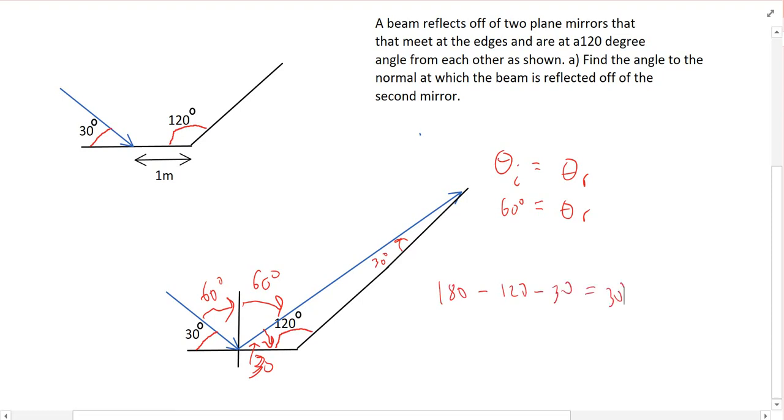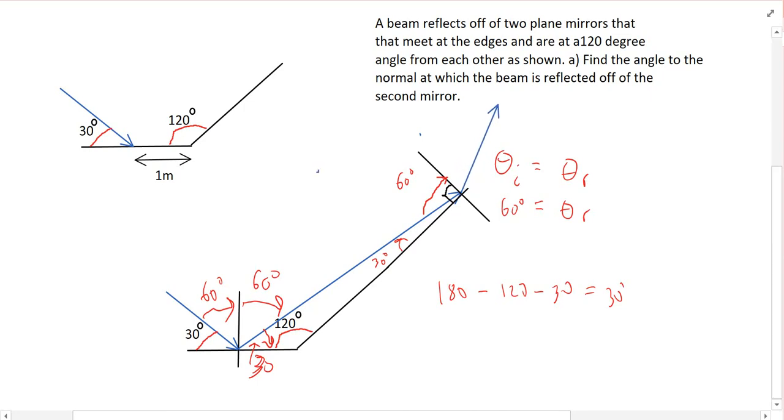Now, what we need is the angle with respect to the normal up there on that second mirror. So let's draw another normal. That normal, by definition, again, is perpendicular to the surface of the second mirror, which means this angle here is 90, so this angle is 90 minus 30, or 60 degrees. And that would be the answer, because for the reflected beam off of the second mirror, the angle of incidence has to equal the angle of reflection.